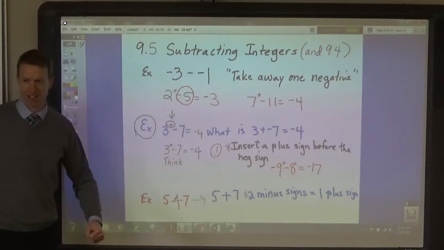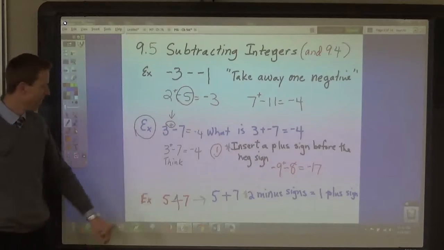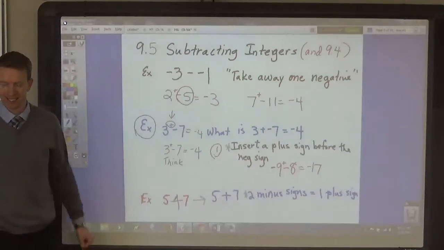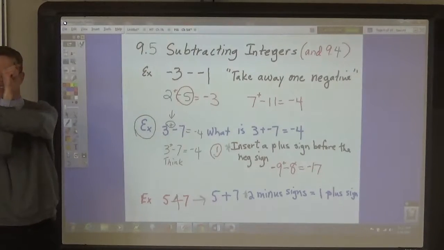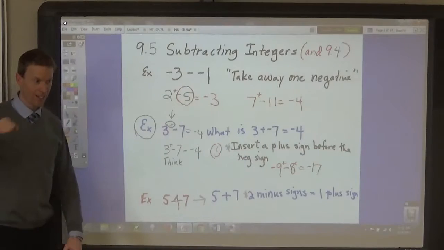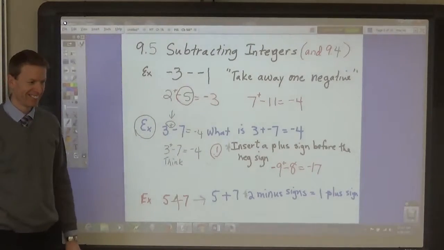Everybody try it. Minus equals plus. Minus equals plus. Minus equals plus.